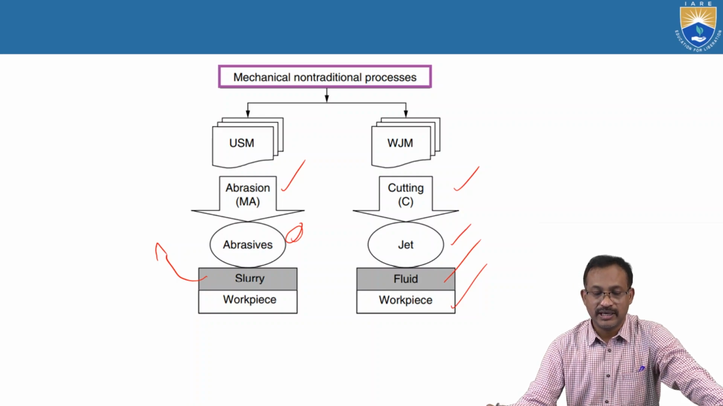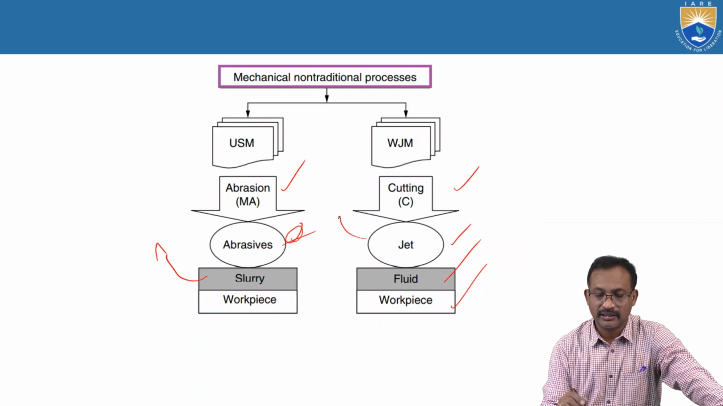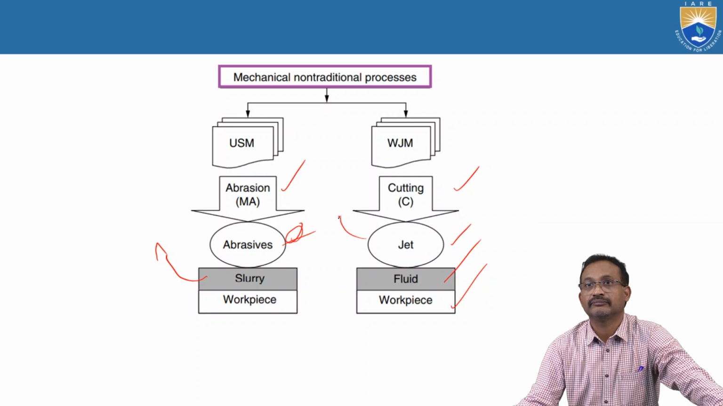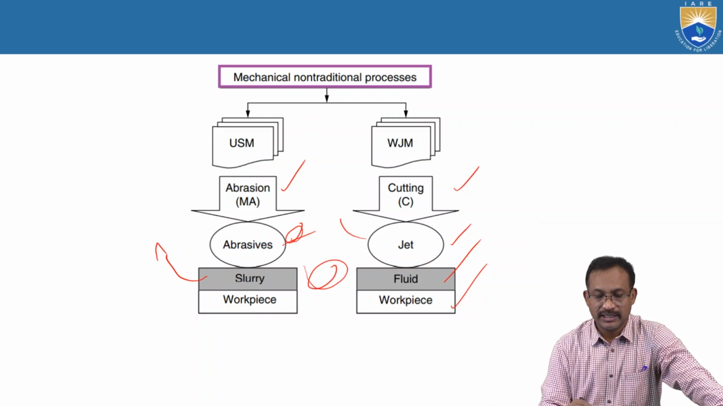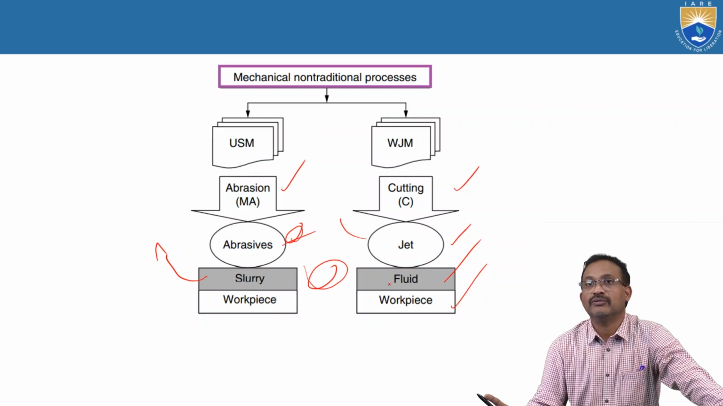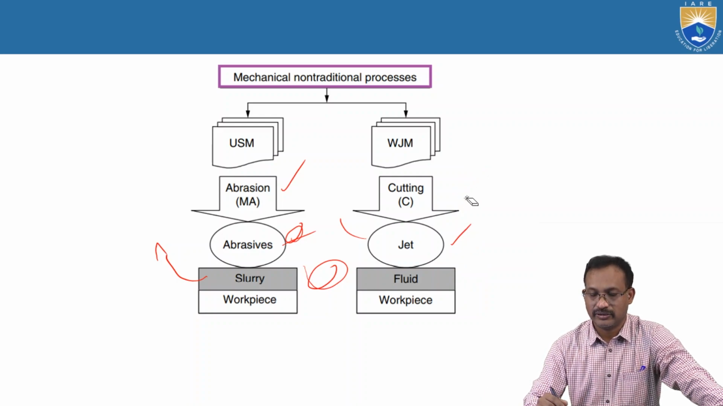So here the main medium is abrasives, and here the jet of water. The flowing medium on the workpiece is the slurry here, and the fluid there. We will see all these in detail.